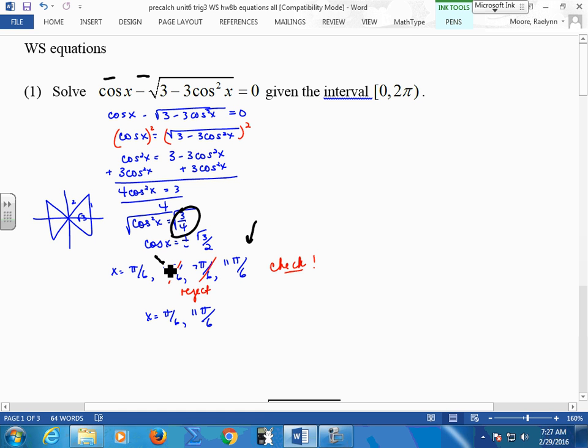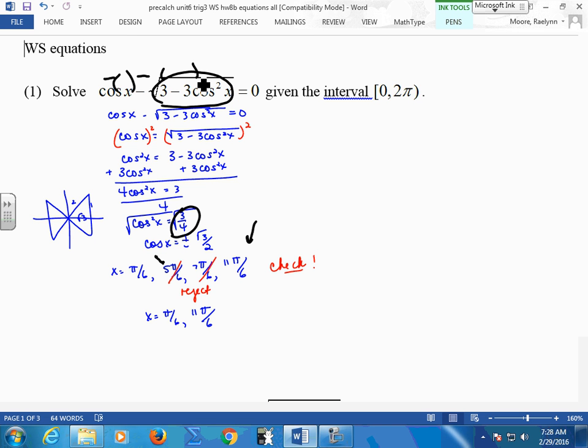5 pi over 6 is over here, quadrant 2. Cosine is negative, so whatever it happens to be, negative something. Whatever comes out of this, even if it's not working in there, that'll work because you're squaring it. This will become negative. So a negative minus a negative, can that ever be 0? No. So sometimes you can spot it without having to plug the whole thing in.